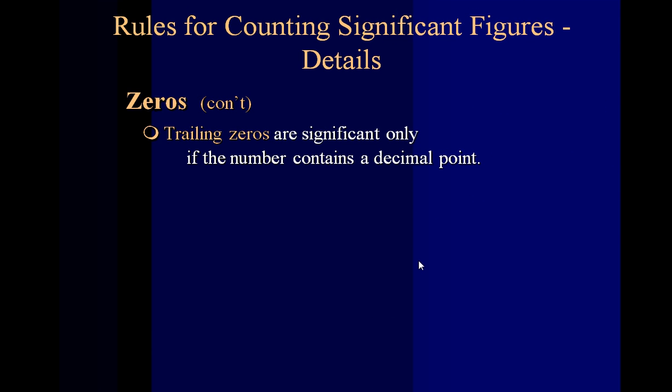All right. Trailing zeros are significant only if the number contains a decimal point. So if I look at, say, this number right here, I've got 9.300. These zeros are significant because there is a decimal point. We have a decimal point, then we have a non-zero number before, or to the left of, our first zero. So all 4 of these are significant.